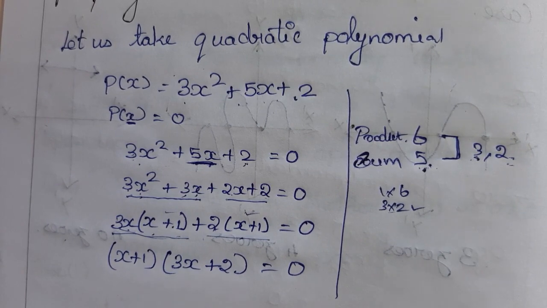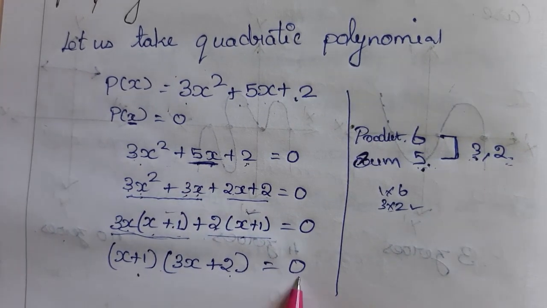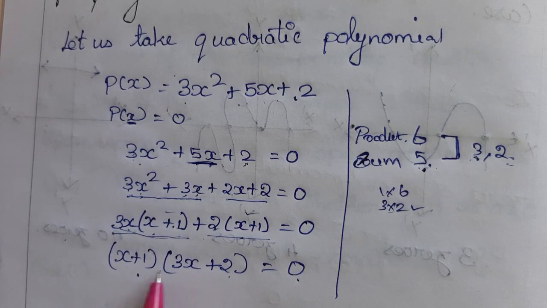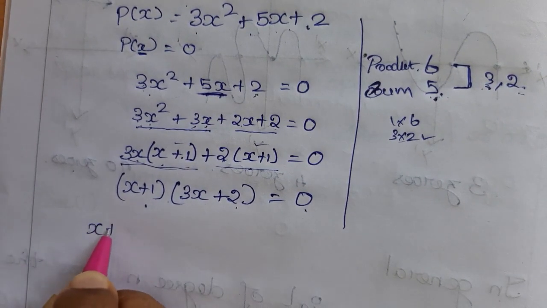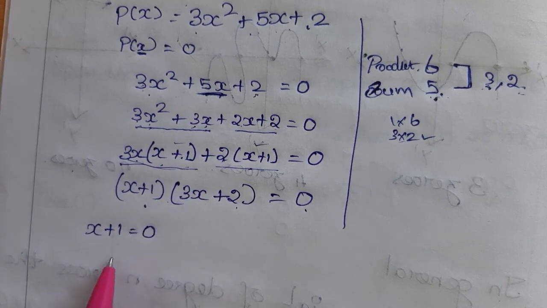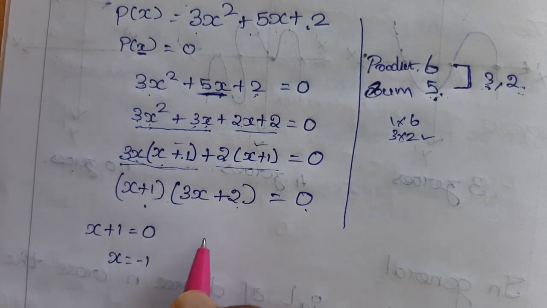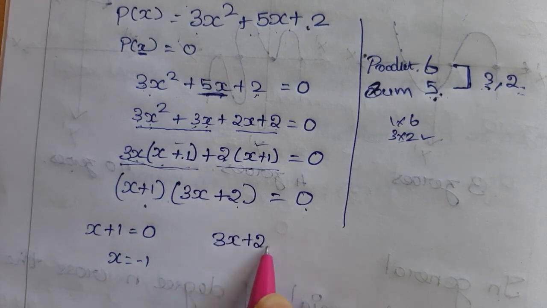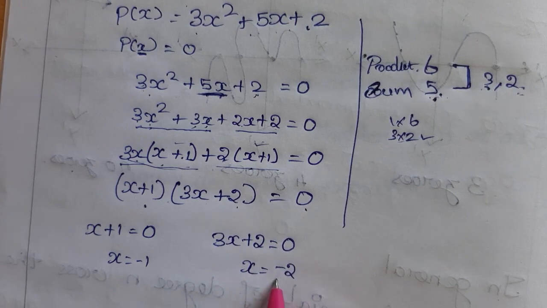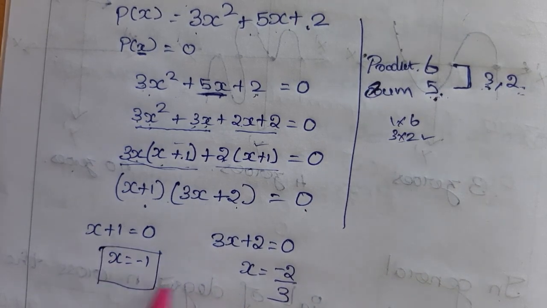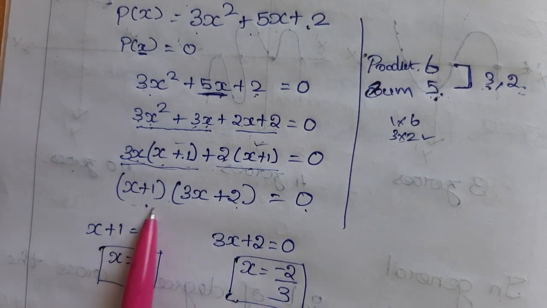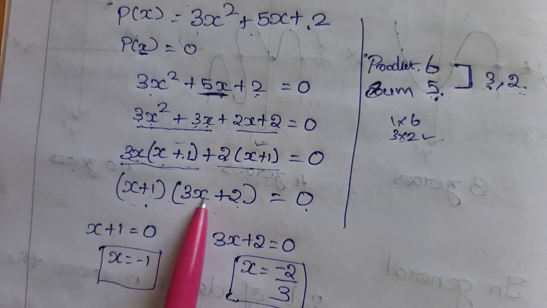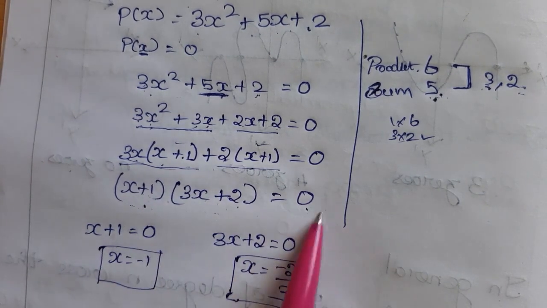So if this expression has to be 0, then either of these factors should be 0, right? Let me consider x plus 1 is equal to 0. Then what is the x value? X value is minus 1. Now let me consider 3x plus 2 is equal to 0. Then what is the x value? So x is equal to minus 2 by 3. So we get 2 zeros, right? This we obtain from the final expression, which says either of these factors should be 0. Then only we'll obtain 0, right?